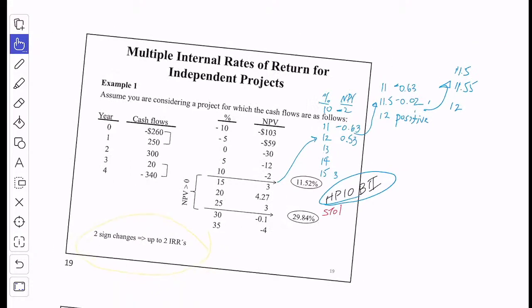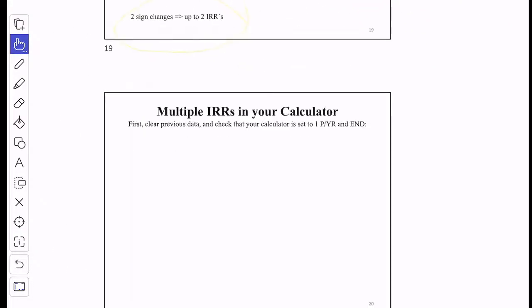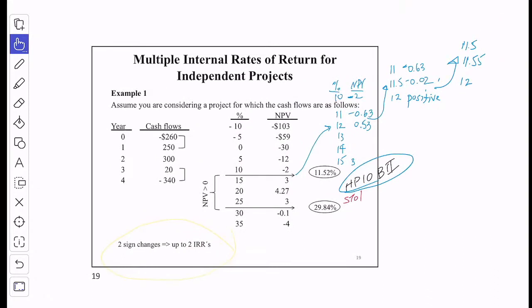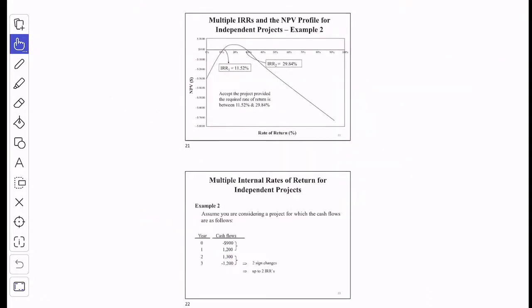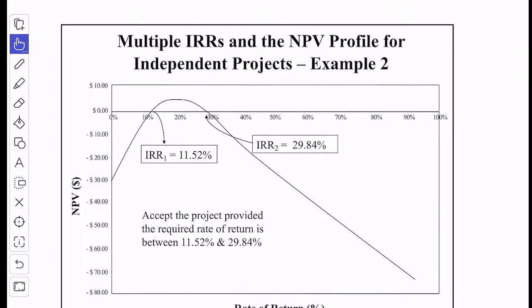So what does it look like? It looks like this. It goes up and then it goes down, as we saw in the NPV profile. You could draw this, you could sketch it. And so you should accept the project provided the required rate of return that the firm is using was established to be between 11.52 and 30%. So that is high. It's a pretty high required rate of return to invest in this project, and it might not be the case.